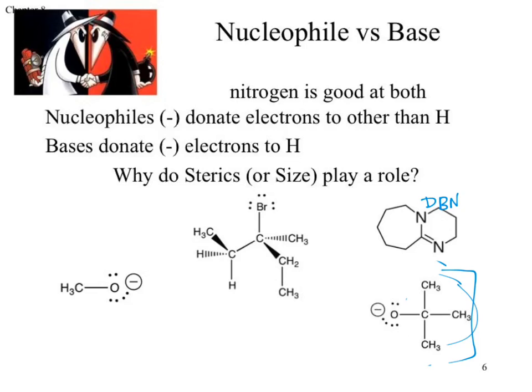This one's kind of frustrating because it's typically written by its symbols instead of by its formula or structure. LDA, pretty good base. What is LDA? Lithium, a metal, diisopropylamine. That's what I was going to say. What charge is the nitrogen? It's negatively charged. Why might we expect that species to act only as a base?